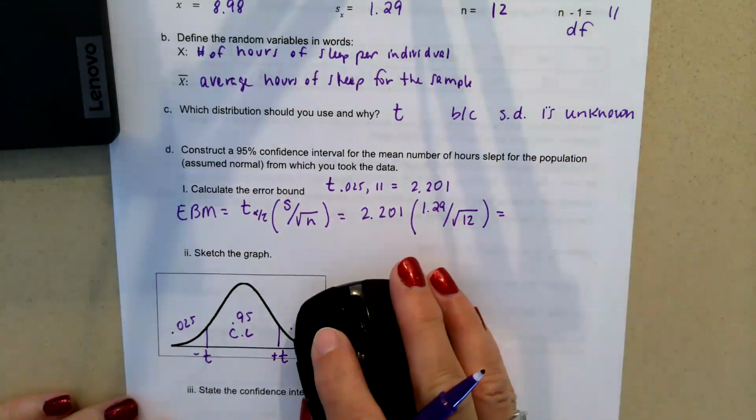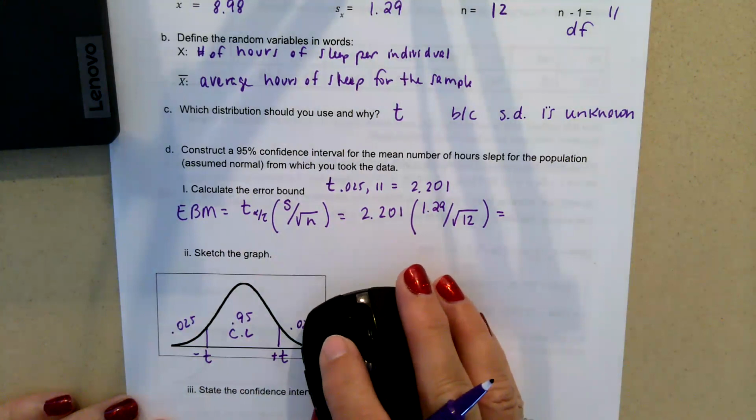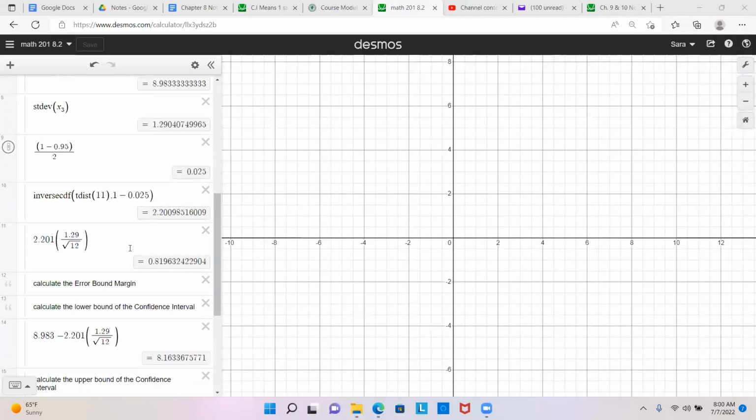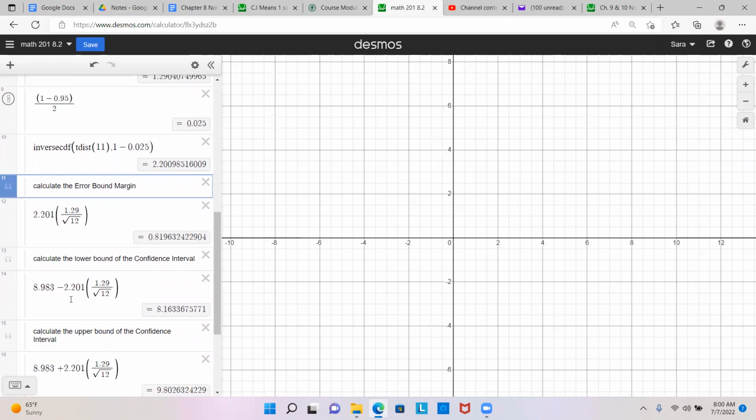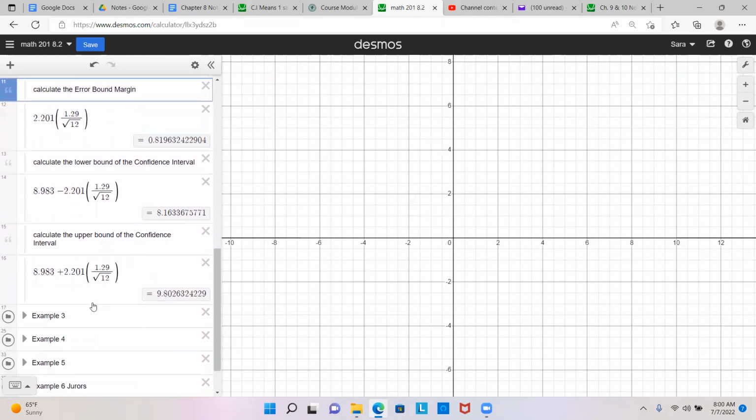Let's go to our Desmos to see this. So there's our error bound margin calculated. It's 0.8196. And then we're going to find our lower, and then we're going to find our upper. And so 8.163 is our lower and 9.80 is our upper.